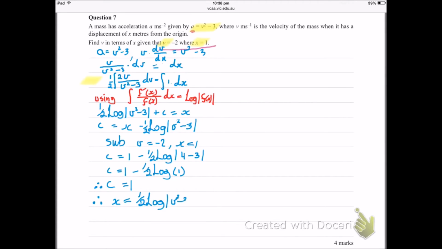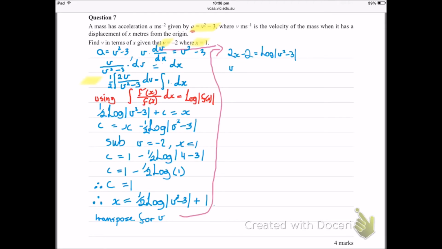Okay, let's state our function of x in terms of v, and now we have to transpose for v in terms of x. So off we go. We're going to first do the first part. Now this bit here, what did I do? I subtracted 1 on both sides, and then I multiplied by 2 to end up with this expression. Then I take the exponential of both sides, to undo the log and end up with e to the 2x take 2.